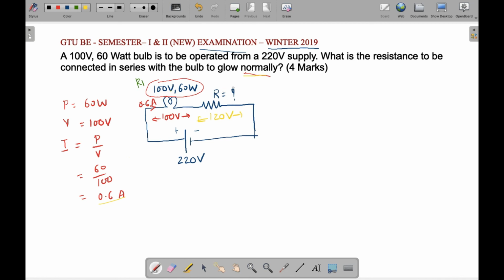We don't know the value of the resistor, but we know the value of the current flowing through the resistor, that is 0.6 ampere. So we know the current and we know the voltage. We can find the value of the resistor using Ohm's law. It would be voltage divided by current, that is 200 ohm. So this is the simpler method if you understand voltage division.